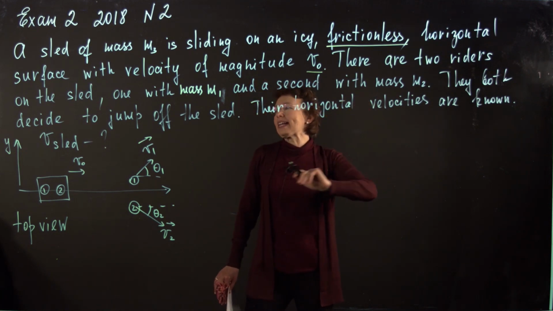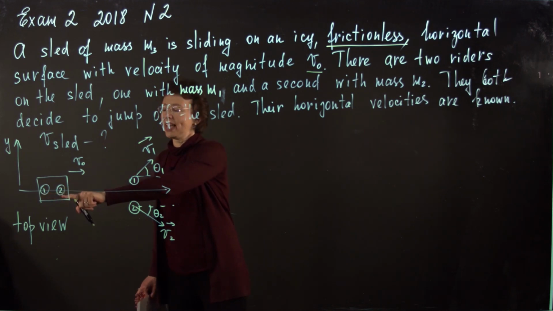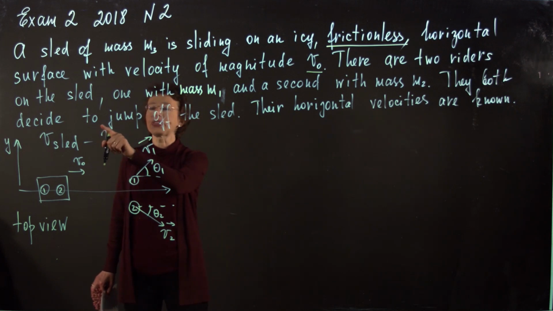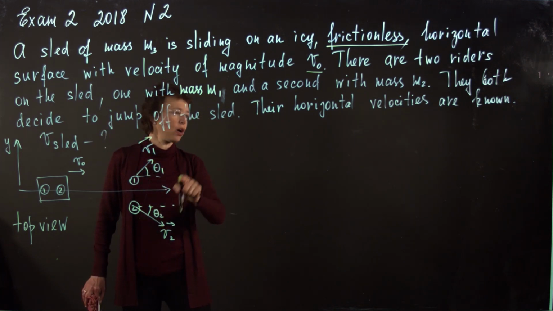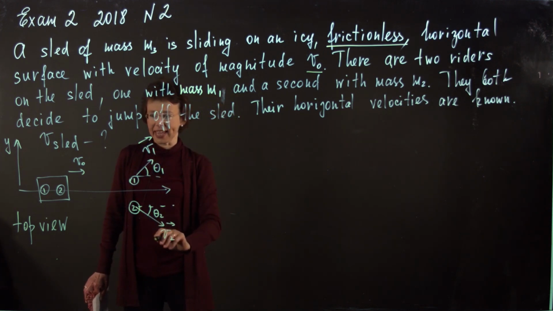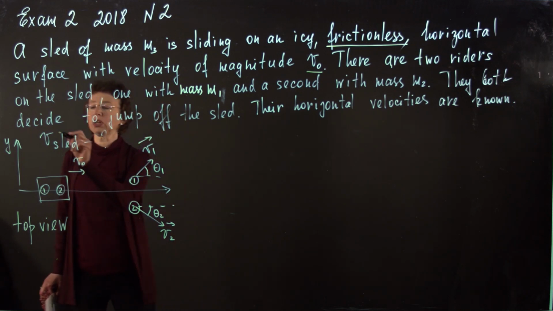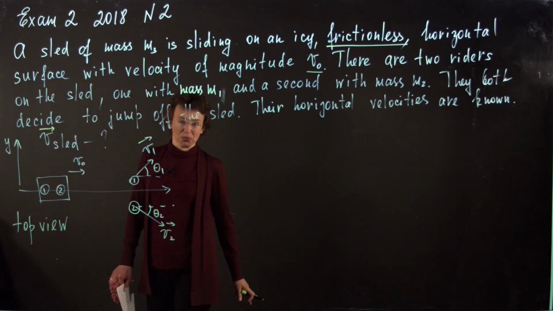There are two riders on the sled, rider 1 with mass m1 and another one with mass m2. They both decide to jump off the sled. Their horizontal velocities are known and they are shown here. So v1 at angle theta 1 and v2 at given angle theta 2. The question is, what is the velocity of the sled after they jump off?